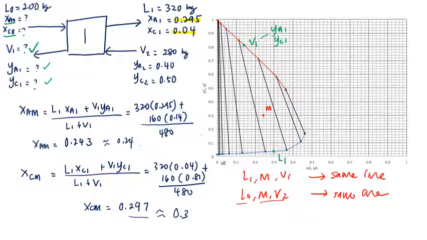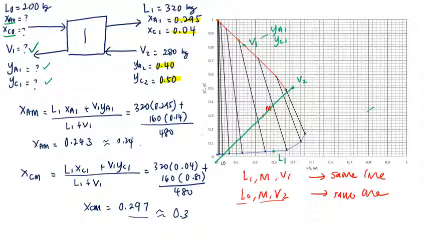For V2, we can plot the coordinates because we know the points 0.4 and 0.5 for components A and C respectively. So 0.4 for component A and 0.5 for component C. That will give us somewhere here. This is our point V2. So we connect the points M and V2, and then we get the point L0.